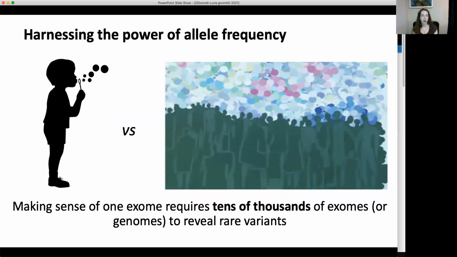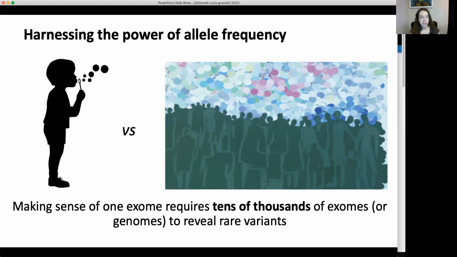gnomAD, for the most part, is not recontactable, so this is not something we're able to do, but as we have biobanks like UK Biobank and All of Us studies, hopefully there'll be an increased ability to link these large databases with medical records and the ability to recontact for deeper phenotyping.